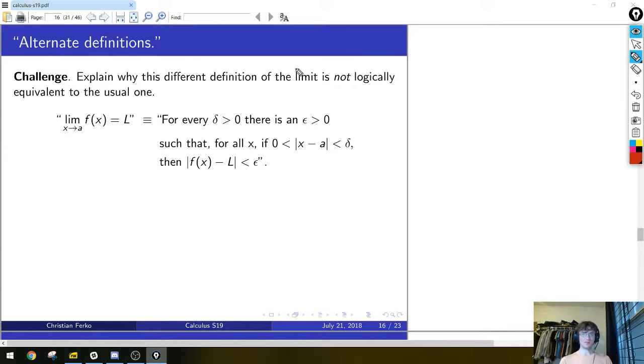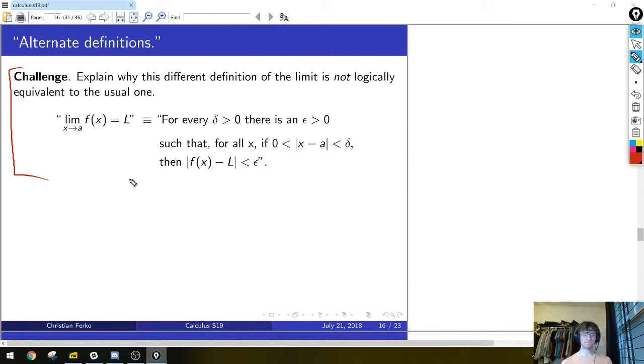Okay, so here is an alternate definition that is not the same. This definition of the limit will not correspond to the usual one we think of, and your challenge is to decide why. So I will ask, can you read the whole thing? I'm sorry, I saw the "for all x." Wait, did you tell me to read it? Yeah, if you don't mind, could you read the challenge and the definition?